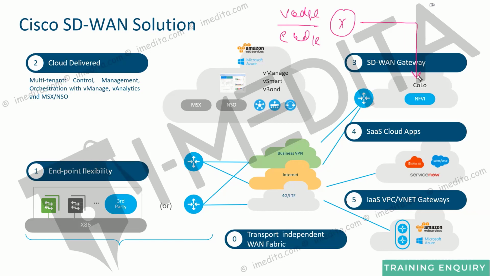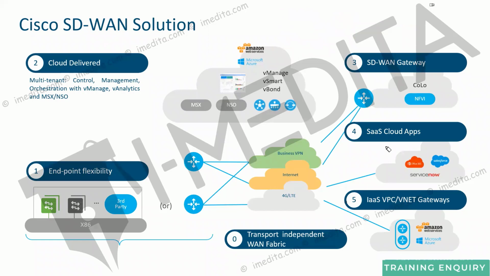Co-location centers are, again, just to tell you, the shared data centers that we have, and those shared data centers are owned by someone else. We just deploy our devices there, maybe a firewall or some other devices there.